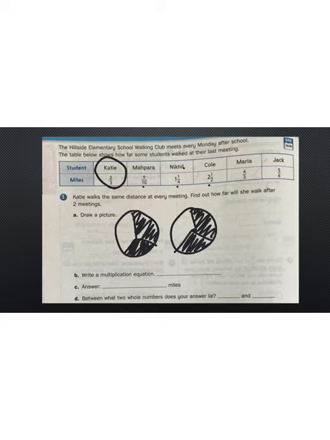So we have 2 for 2 meetings times 2/3. Okay, 2 would be 2/1 times 2/3. 2 times 2 is 4. 1 times 3 is 3. So 4/3 of a mile.